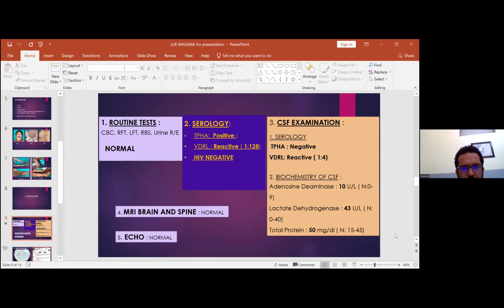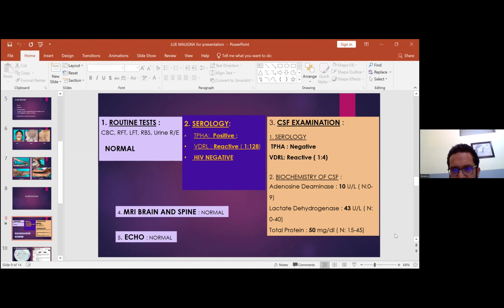Routines were relatively normal, but on serology, VDRL was 1:128. TPHA was positive, HIV was negative. We also did MRI of brain and spine, which was normal. Echo was normal. Then on CSF examination, VDRL was 1:4 reactive. And usually in CSF, TPHA is negative. I don't know the reason why, but in blood it is positive, while in CSF it is not. I asked my seniors and they said TPHA would be negative.